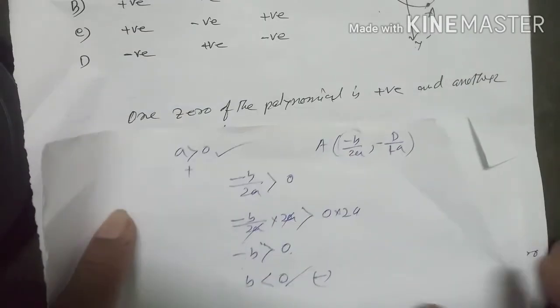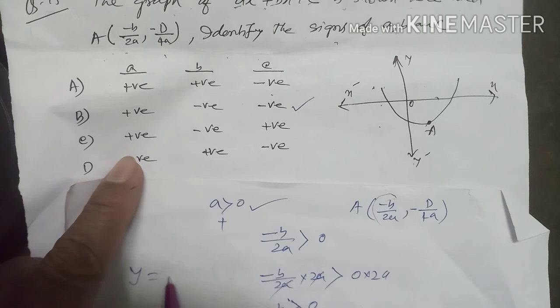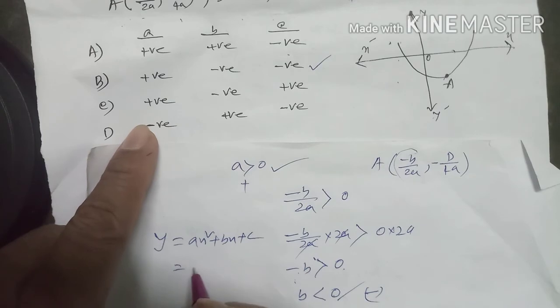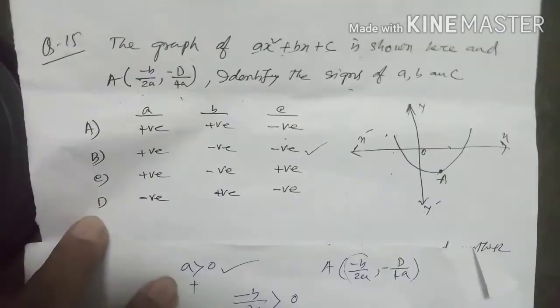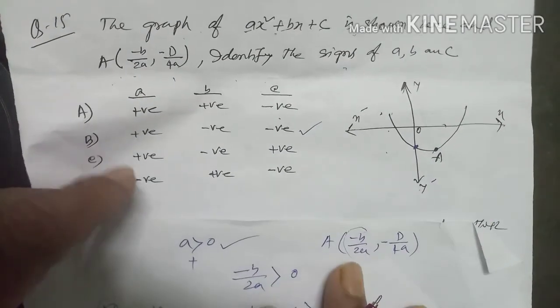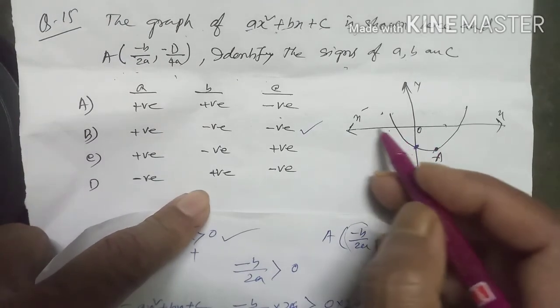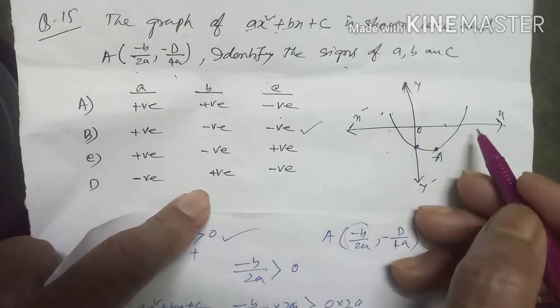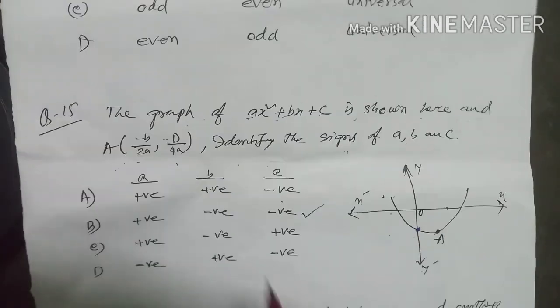Now look at the figure. y equal to ax square plus bx plus c. Putting x equal to 0, we have c. That means y equal to c. c will be in this position, y equal to c. So c is negative because this is below the x axis. c will be negative. Now option B.